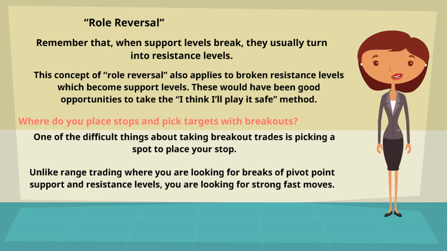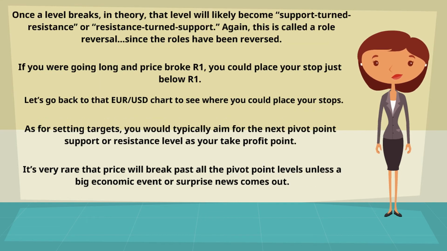Where do you place stops and pick targets with breakouts? One of the difficult things about taking breakout trades is picking a spot to place your stop. Unlike range trading where you are looking for breaks of pivot point support and resistance levels, you are looking for strong fast moves. Once a level breaks, in theory, that level will likely become support turned resistance or resistance turned support. Again, this is called a role reversal, since the roles have been reversed. If you were going long and price broke R1, you could place your stop just below R1. Let's go back to the Euro USD chart to see where you could place your stops.